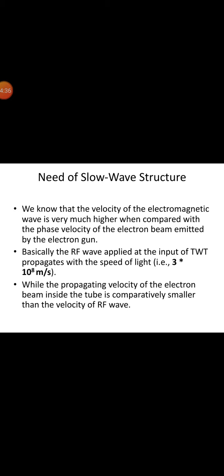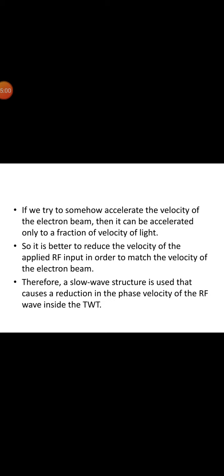The phase velocity Vp of the RF signal traveling along a slow wave helix is given by Vp equals C p divided by square root of p squared plus (pi d) the whole squared. Basically, the RF wave applied at the input of TWT propagates with the speed of light, while the propagating velocity of the electron beam inside the tube is comparatively smaller than the velocity of the RF wave. If we try to somehow accelerate the electron beam, it can be accelerated only to a fraction of the velocity of light. So it is better to reduce the velocity of the applied RF input in order to match the velocity of the electron beam. Therefore, a slow wave structure is used that causes the reduction in phase velocity of the RF wave inside the TWT.